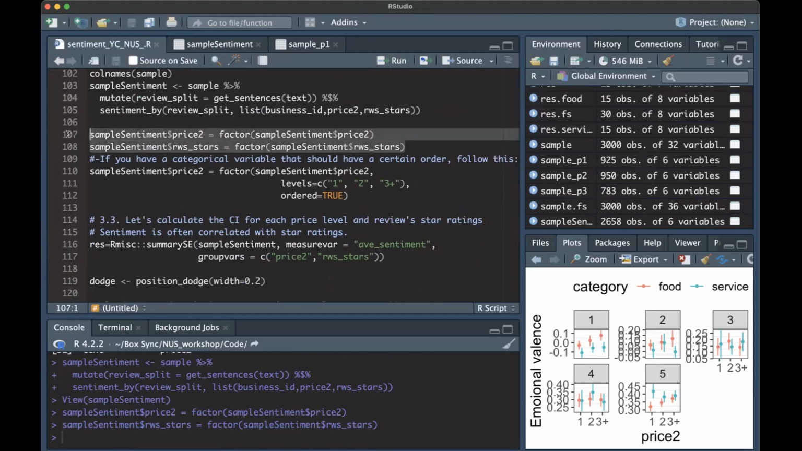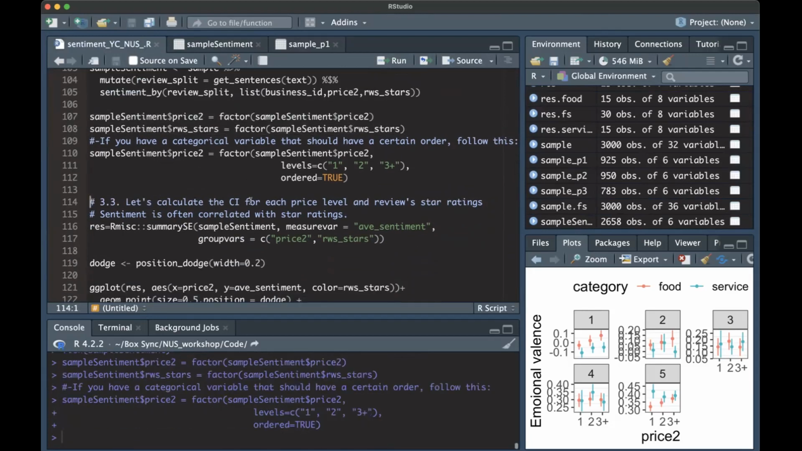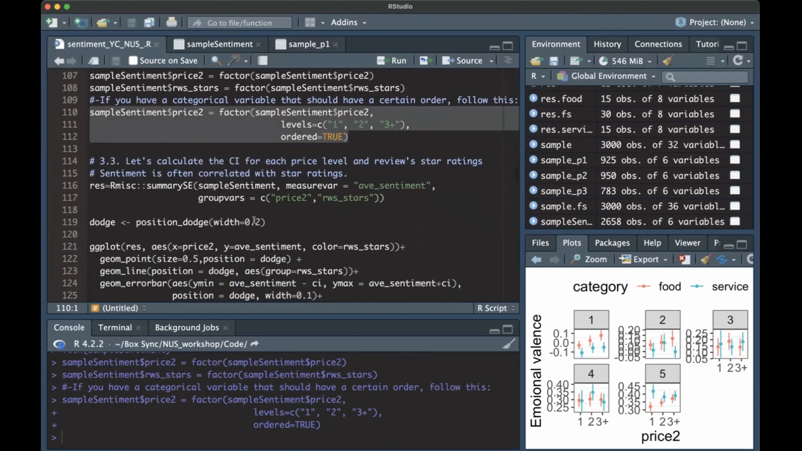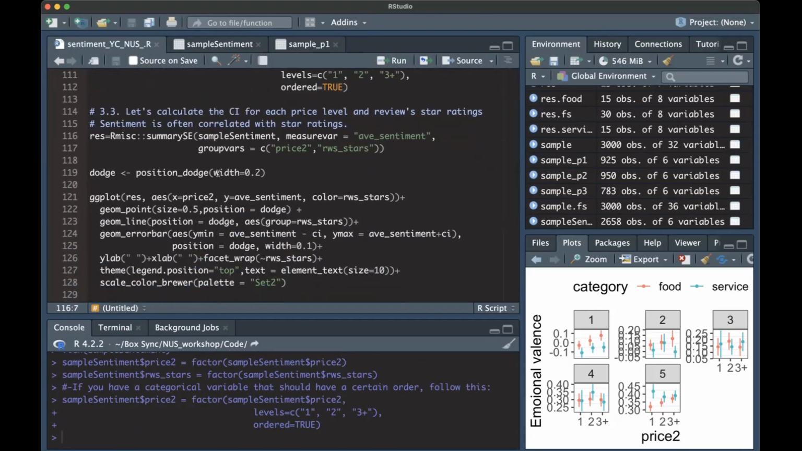Here to factorize the price and review stars. And so if you have a categorical variable that should have a certain order, you can also follow this, re-level your factor or categorical variables. And now let's calculate the confidence intervals for each price level and the review star ratings.